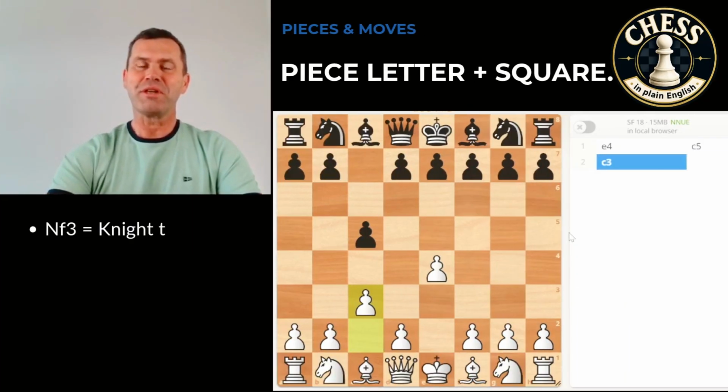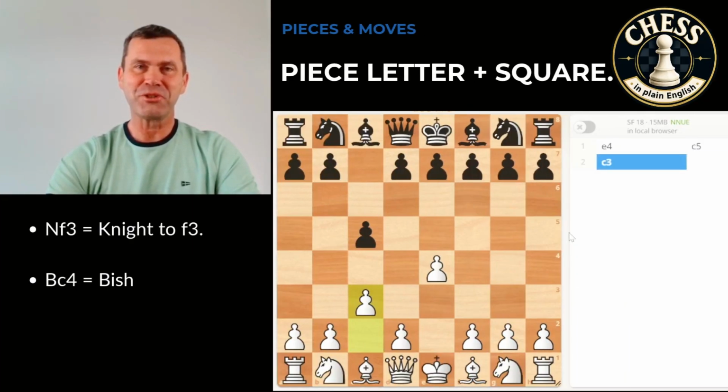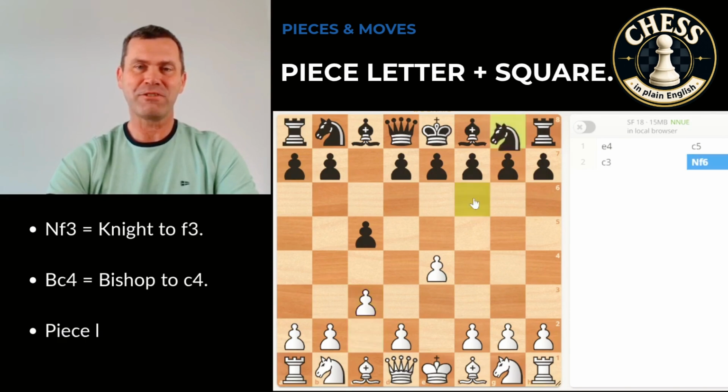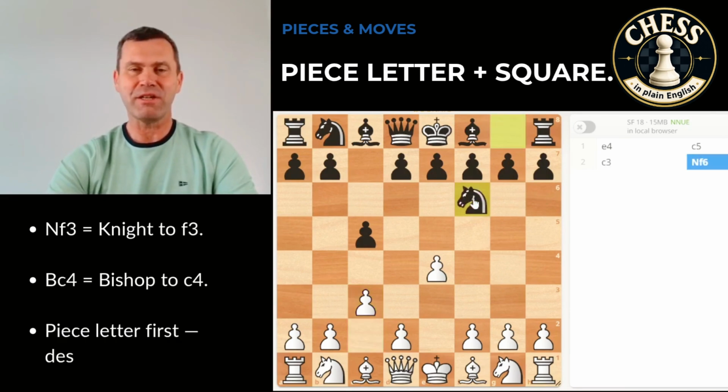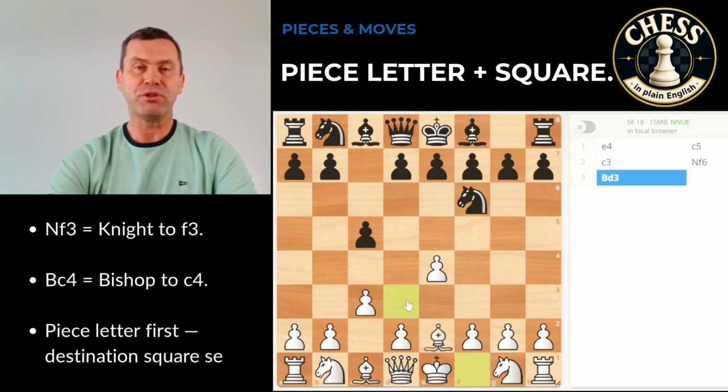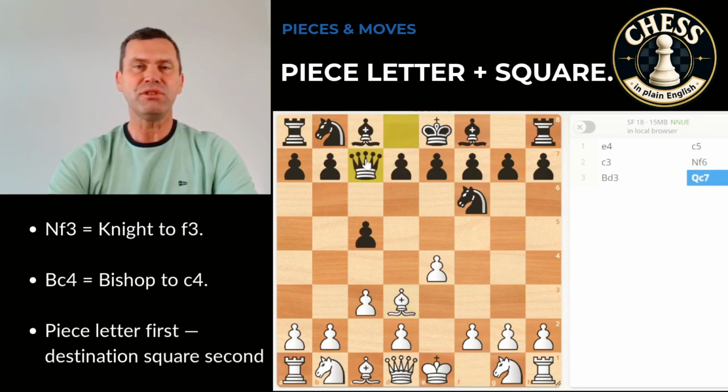A piece move is the piece letter followed by destination square. So knight to F6, N F6. Bishop to D3, B D3. Queen to C7, Q C7. As simple as it gets.